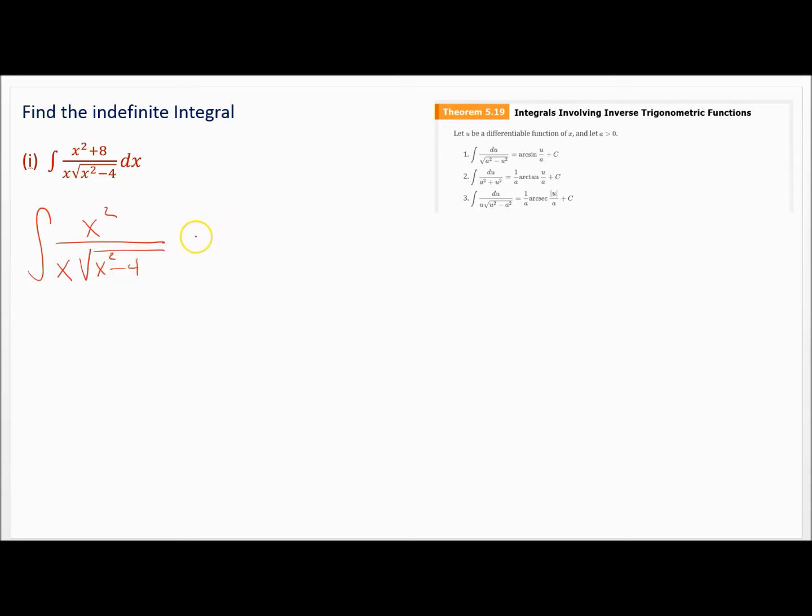And then, separately, that's a dx that goes with that. Separately, I add the integral of 8 over x times the square root of x squared minus 4 dx. Can I do some stunt like that? Well, sure. You're just splitting your fraction. If I added those two back together, I would definitely get this back.